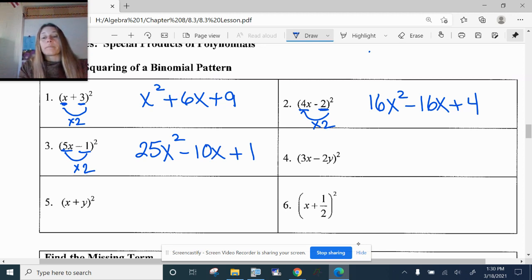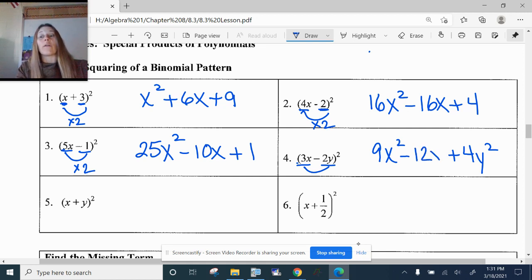Number 4, 3x times 3x is 9x squared. Negative 2y times negative 2y is positive 4y squared. And to get the middle number, I'm going to multiply these two together, getting negative 6xy, but I have to double it, so I'm going to get negative 12xy.